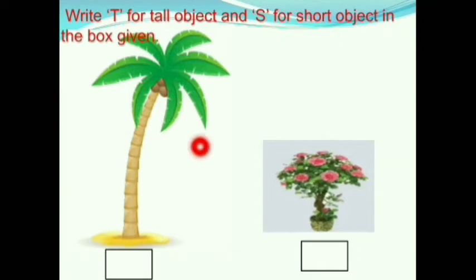Here we have coconut tree and rose plant. Which one is tall and which one is short? Yes, the coconut tree is tall. So we should write T. And rose plant is short. So we should write S.